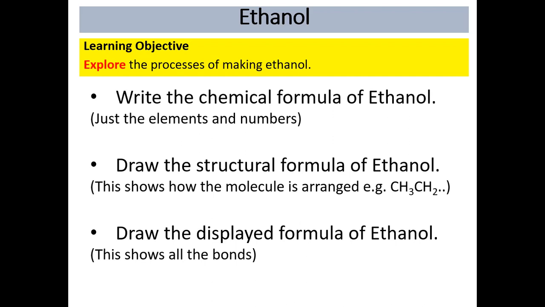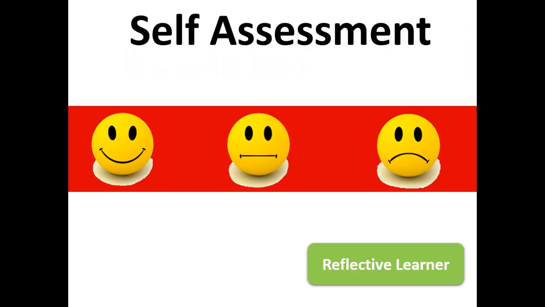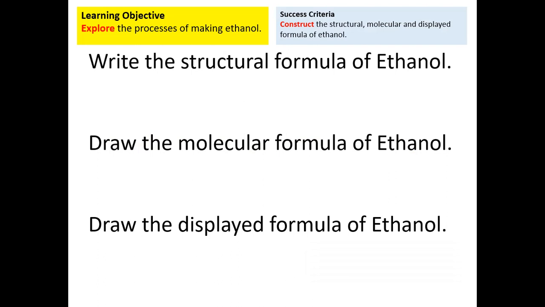And I want you to write for me just the general chemical formula, so just the elements and the numbers that there are. Then I want you to draw the structural formula, so how is the molecule arranged? There's an example there, so it shows what order you would write, and then draw the displayed formula. So that is all the bonds with the little lines, every atom, every bond inside ethanol. Okay, then, so we'll go through the answers.